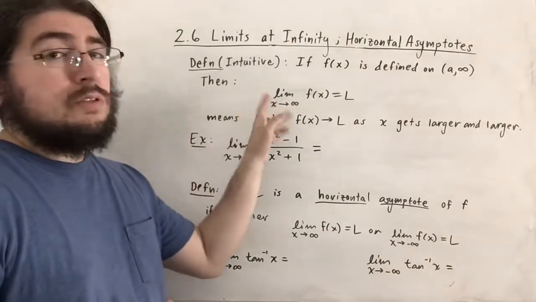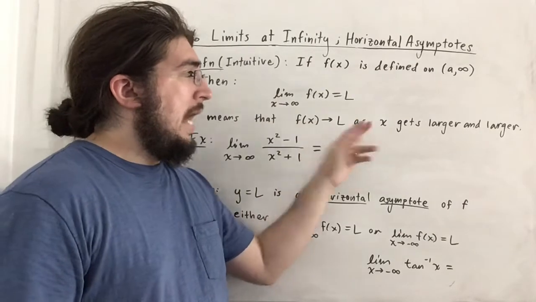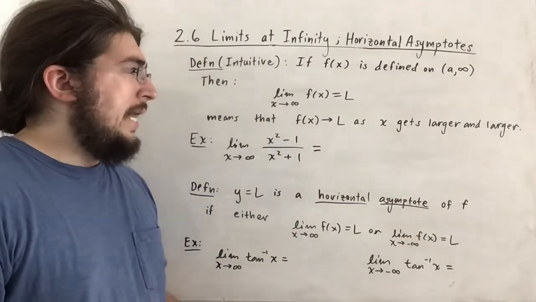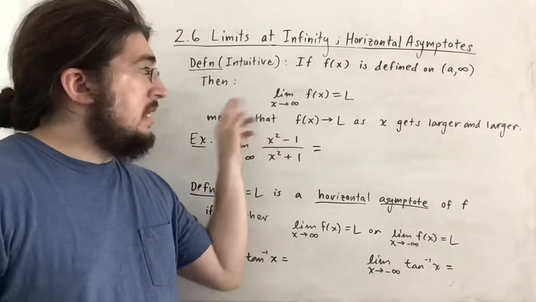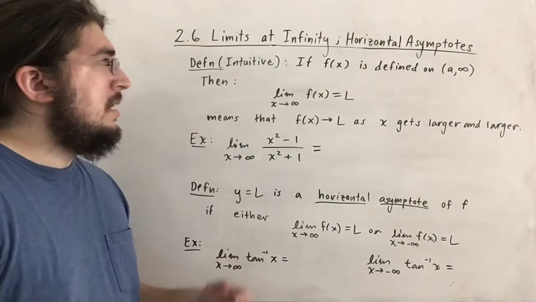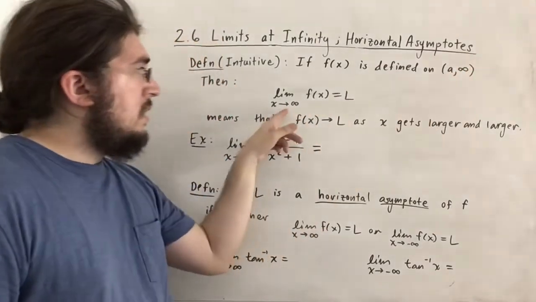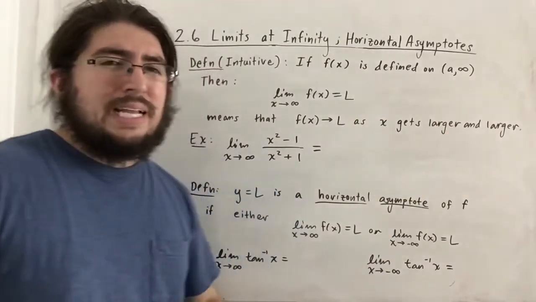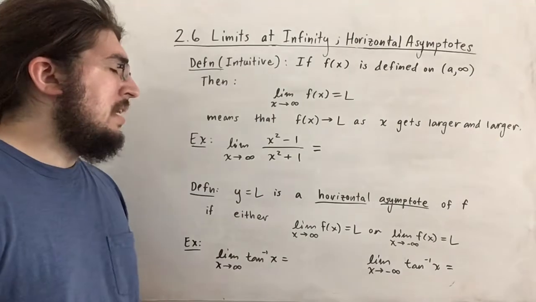Then the limit as x goes to infinity of f of x is equal to L means that f of x approaches L as x gets larger and larger, meaning x approaches infinity. Similarly, we can have a different definition for x approaching negative infinity, but it's a very similar idea, and I'm not even going to bother writing it down. You change this to negative infinity, and you'll see that x will get smaller and smaller in that case. So you can modify this definition to get a similar one for negative infinity limits.